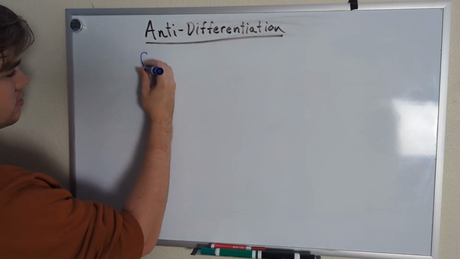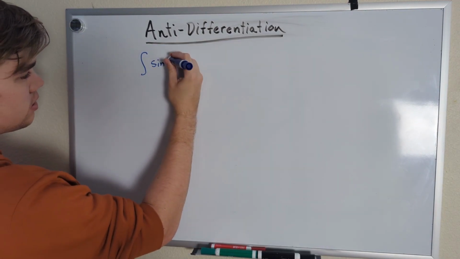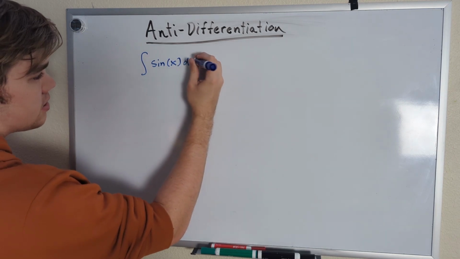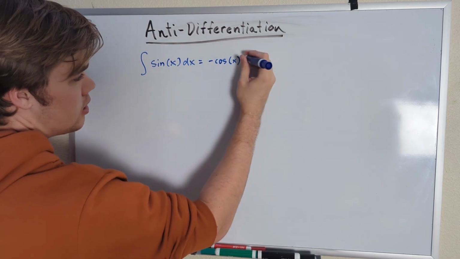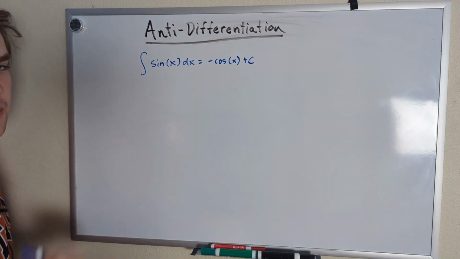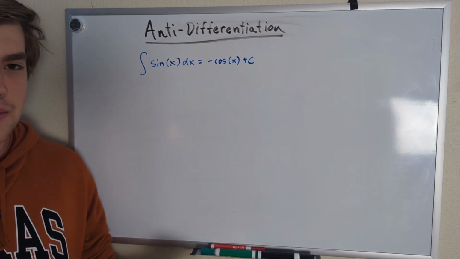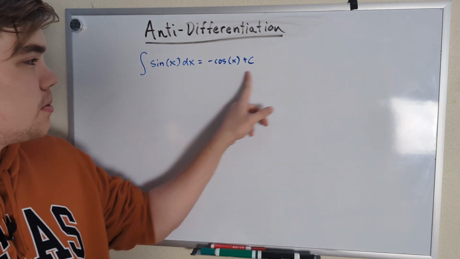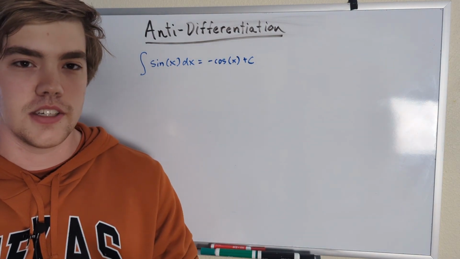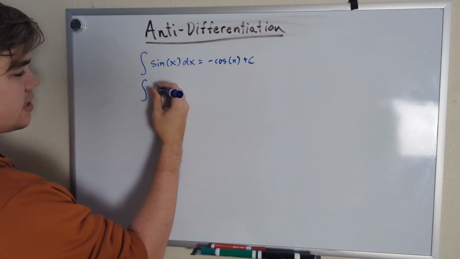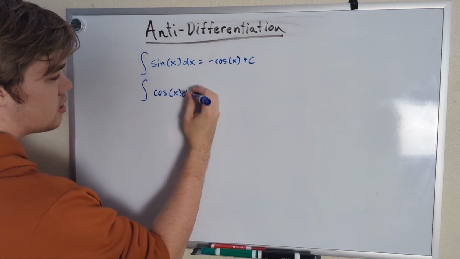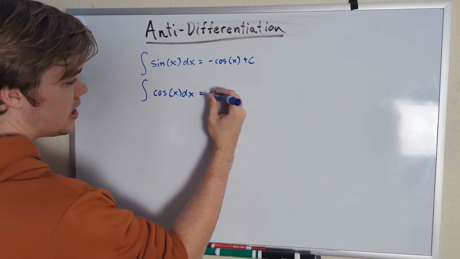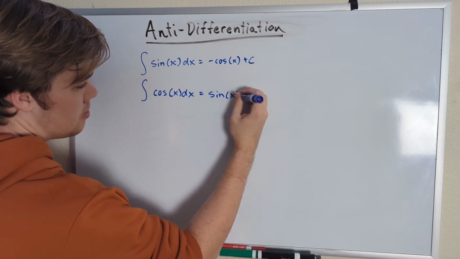The antiderivative of sine of x dx is equal to negative cosine of x plus c. Always remember your plus c. I'm going to write plus c on all these examples. I need to hammer it into your brain. Always put this plus c at the end of your antiderivatives. It's very important. Next up, of course, we have the antiderivative of cosine of x dx, which is equal to sine of x plus c.